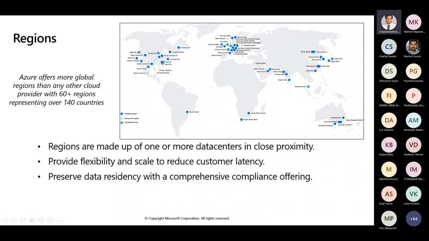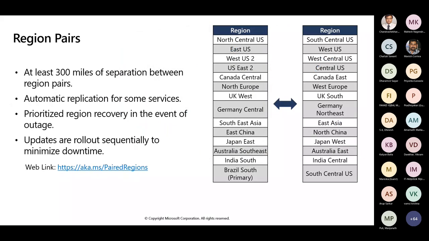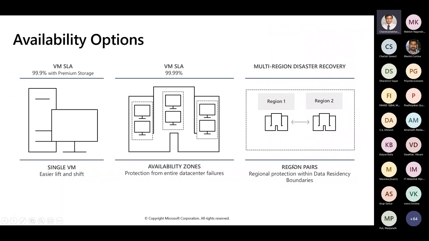The West India data center is not yet paired. So definitely they are expecting one more data center to be created in India, maybe in North India, and that will be paired with West India. So these regions are paired. Here you can see India South has been paired with India Central. This is basically to increase the availability.